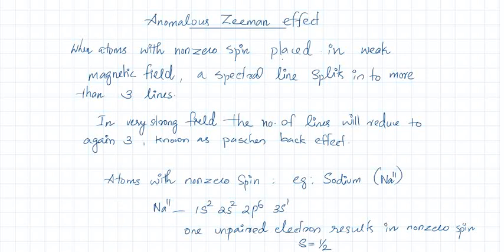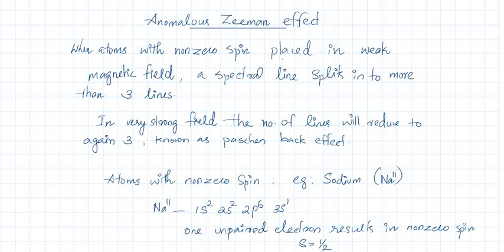In this lecture, I will explain what is anomalous Zeeman effect. When atoms with non-zero spin are placed in a weak magnetic field, a spectral line will split into more than three lines. This phenomenon is called anomalous Zeeman effect. And if it is a very strong magnetic field, the number of lines will reduce to again 3, and that effect is called Paschen-Back effect.